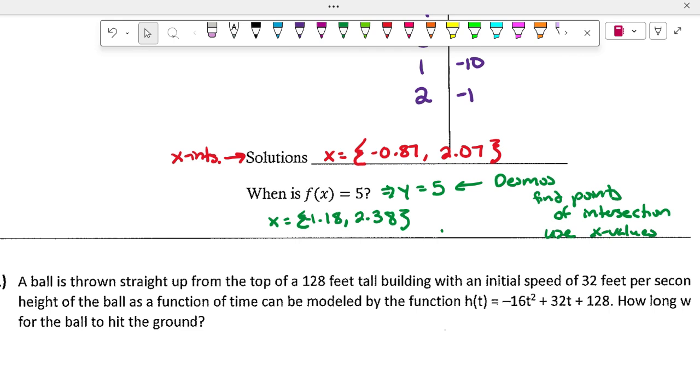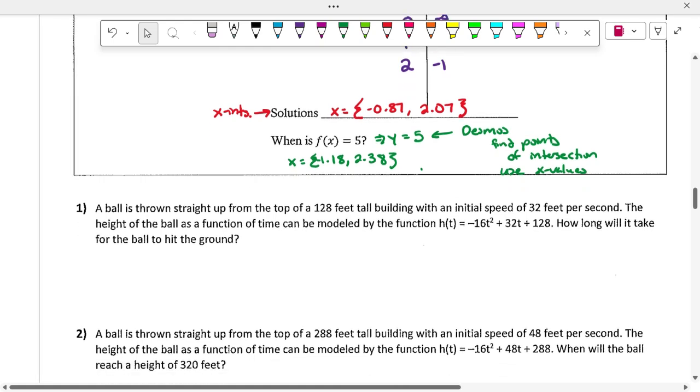So that's what projectile motion is. A lot of the key features from the graph can be synonymous with certain facts about the projectile motion. All right, so let's look at this first problem.